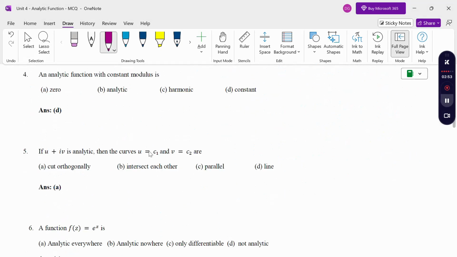An analytic function with constant modulus is constant, is a property. If u plus iv is analytic, then the curves u equal to c1 and v equal to c2, the constants, they cut orthogonally.